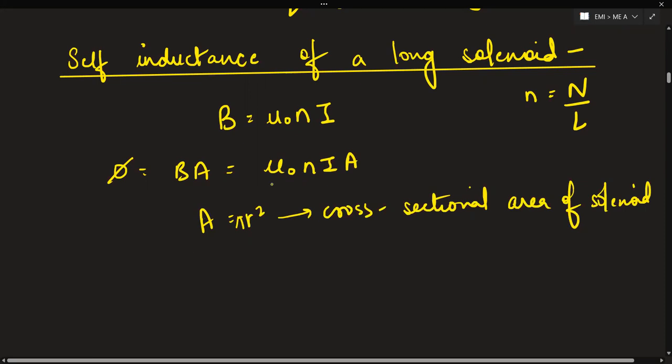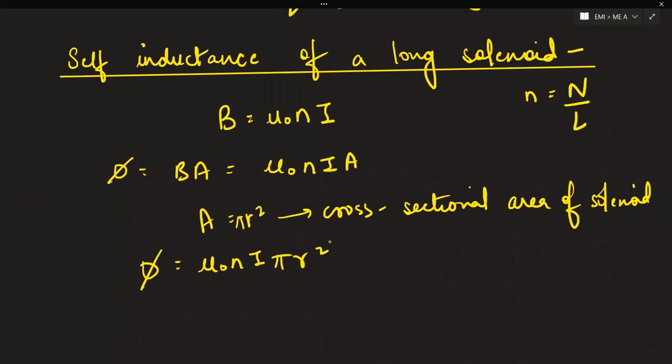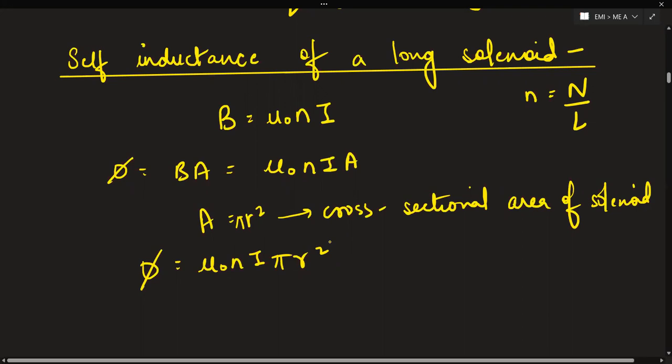So phi is mu naught n I A. So phi will here become mu naught n I pi r square. Till here we have the value of phi. So phi is mu naught n I A, pi r square till now. Now tell me one thing. Even if it is mu naught n I A, let us just keep it as mu naught n I A only.